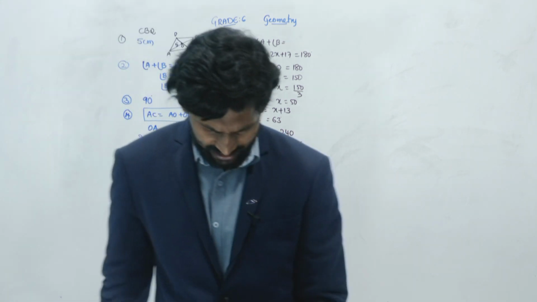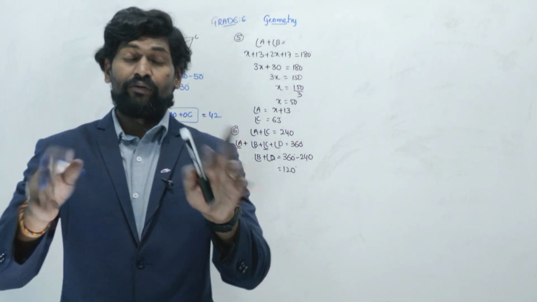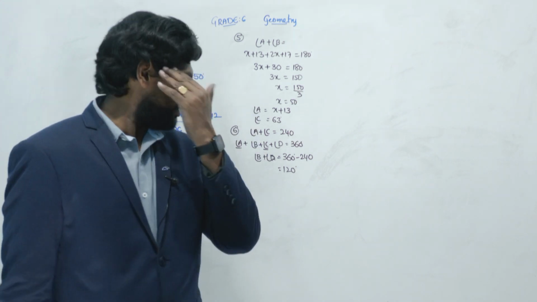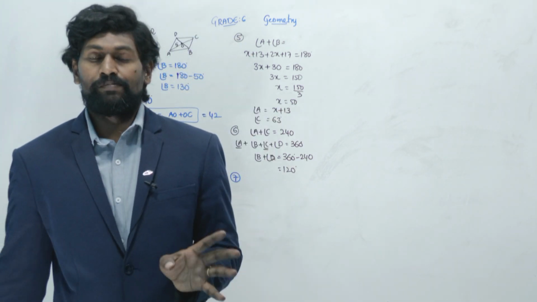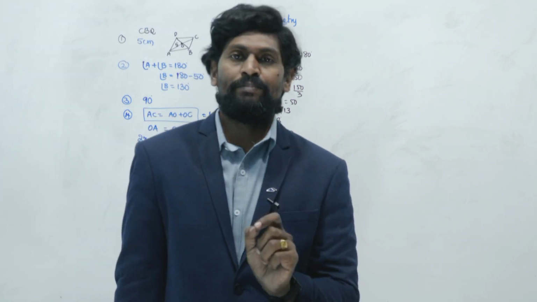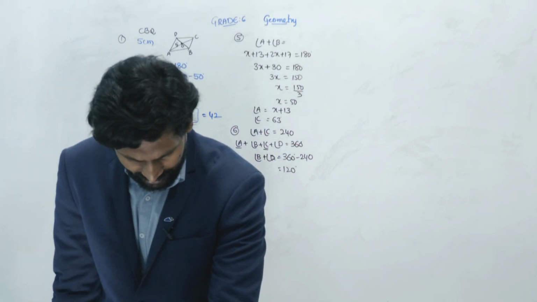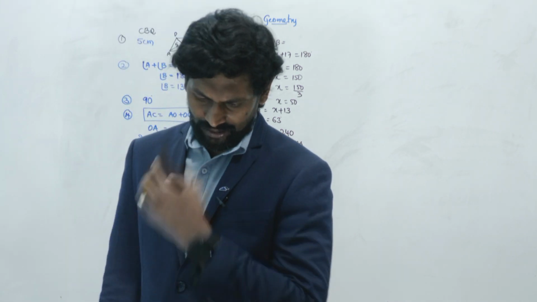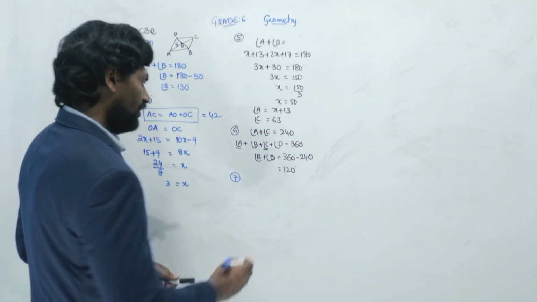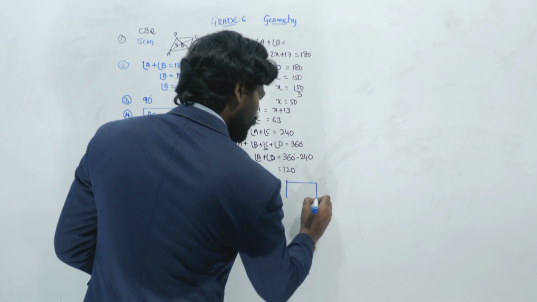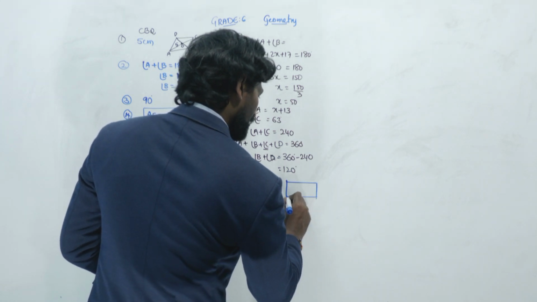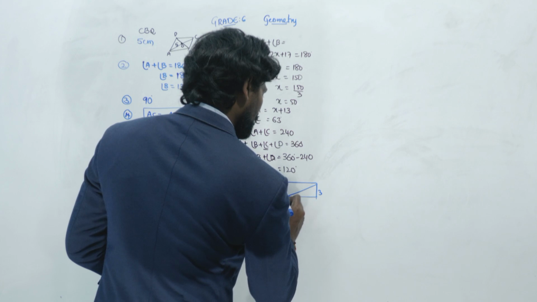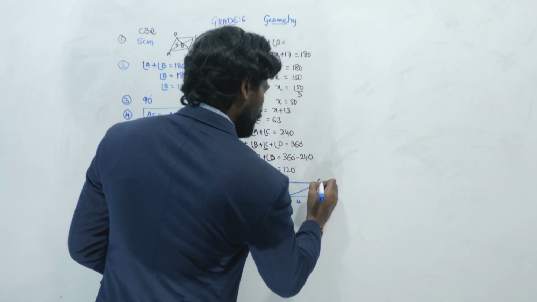The seventh problem is given in a rectangle. Until now, the first 6 problems were based on the parallelogram. Now coming to the rectangle. That is rectangle ABCD. AB is equal to 4 centimeters, BC is equal to 3 centimeters, and we should find the value of AC. Just draw a rough diagram.